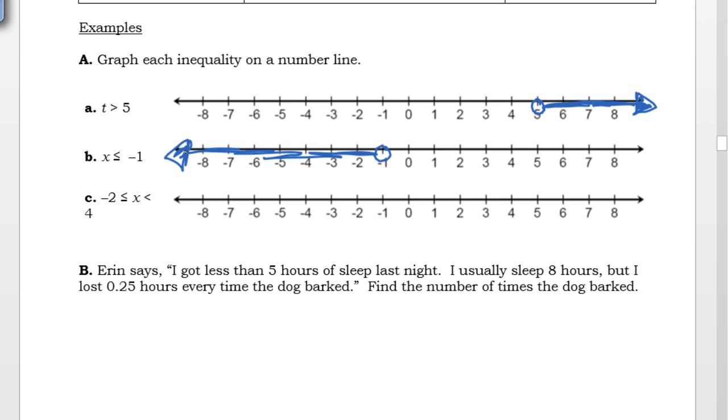But to show that this one is actually different from the previous one, a less than or a greater than is an open circle. When I add that or equal to, that is a closed circle. That circle gets shaded in.